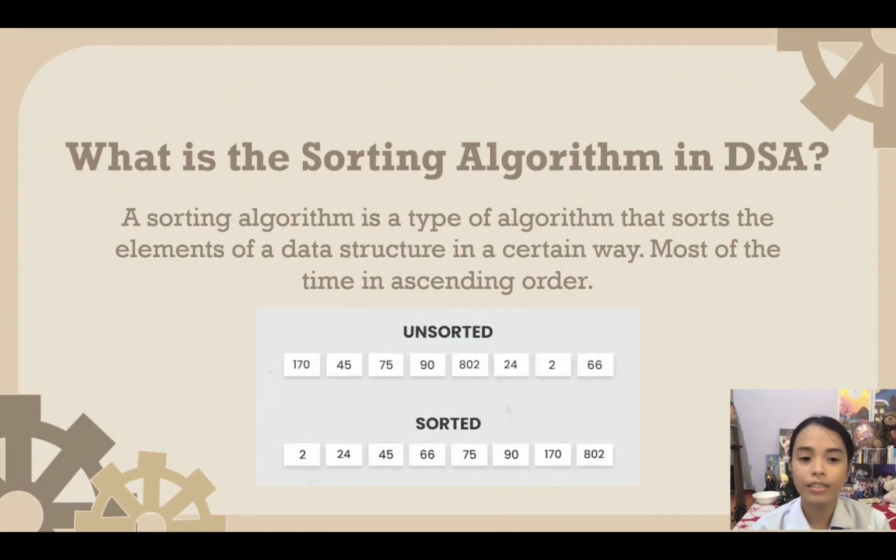What is a sorting algorithm? A sorting algorithm is a type of algorithm that sorts the elements of a data structure in a certain way, most of the time in ascending order. The sorting algorithm refers to the various methods used to rearrange a given array or a list of elements according to a comparison operator of the elements. These algorithms are essential for organizing data efficiently, making it easier to search, retrieve, and analyze information.